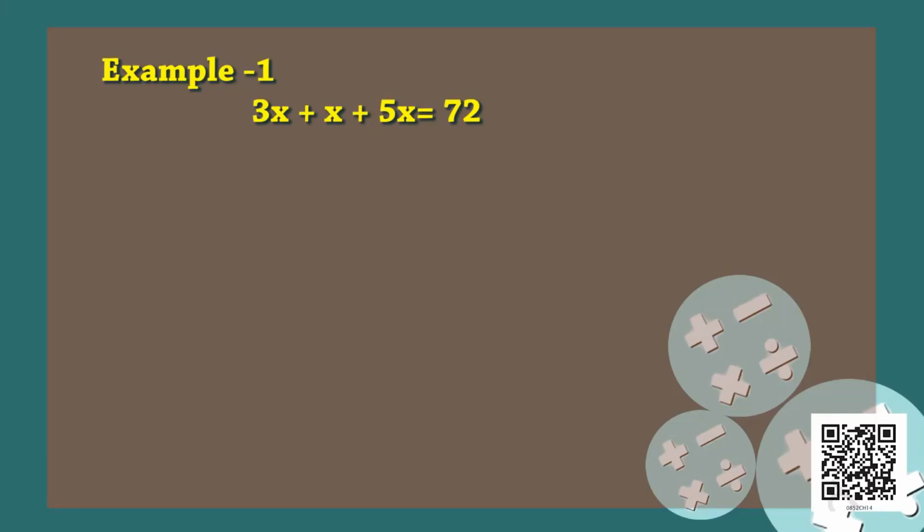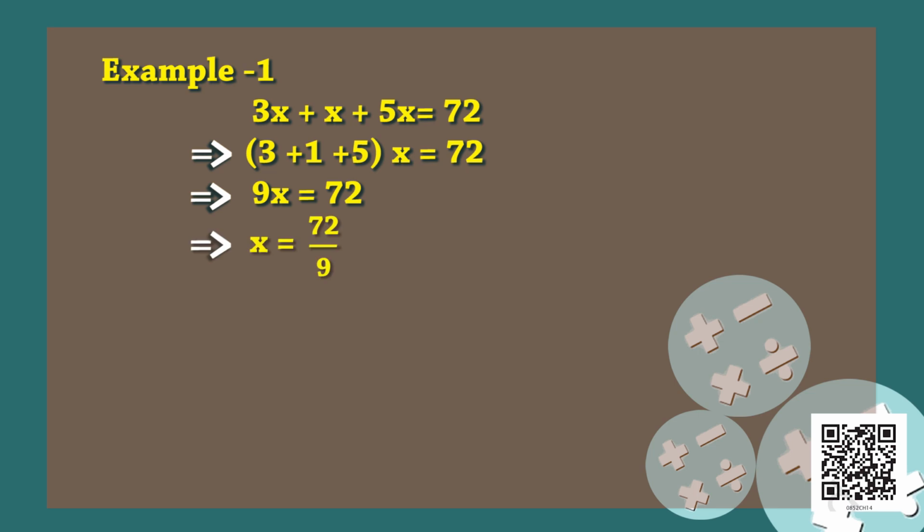Then what is the correct process? Let us observe. 3x plus x plus 5x is equal to 72 becomes (3 plus 1 plus 5)x is equal to 72, that becomes 9x is equal to 72. Therefore, it is actually equal to 9x is equal to 72. Therefore, x is equal to 72 by 9, that is equal to 8.